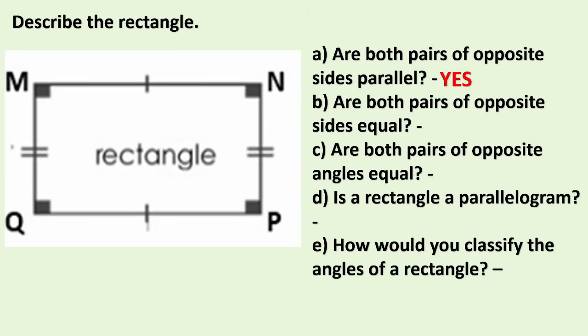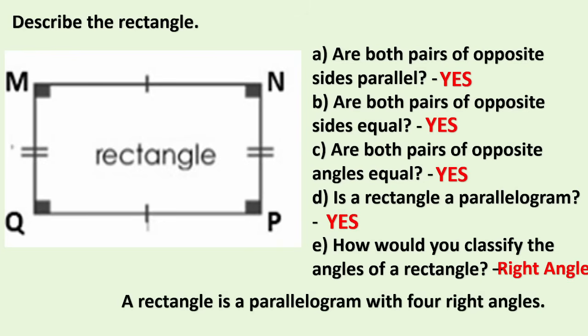Yes. Letter B. Are both pairs of opposite sides equal? Yes. Letter C. Are both pairs of opposite angles equal? Yes. And letter D. Is a rectangle a parallelogram? Yes. How would you classify the angles of a rectangle? Right angle. A rectangle is a parallelogram with four right angles.